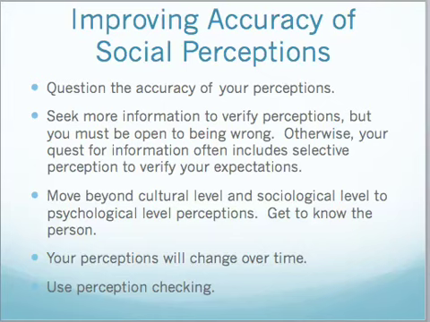Because if you seek more information, oftentimes what you do is, through selective perception, you just verify your expectations rather than actually being open to the fact that you might be wrong when you try to verify information about your particular perceptions. Also, move beyond those cultural level and sociological level perceptions to make psychological level perceptions. Psychological level perceptions are when you get to in more intimate relationships with people. You get to know the other person. And so you're not going to be relying on stereotypes.